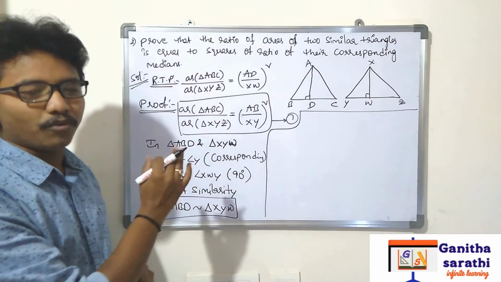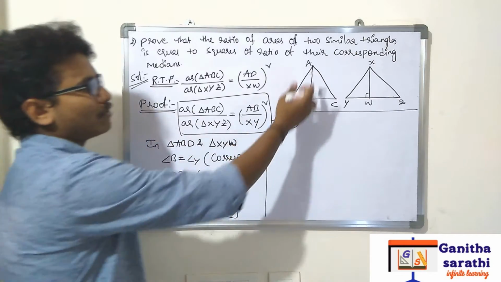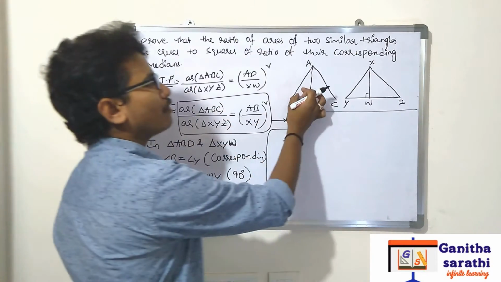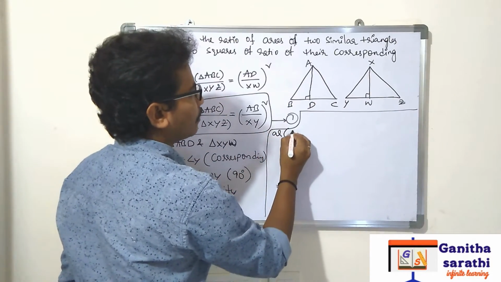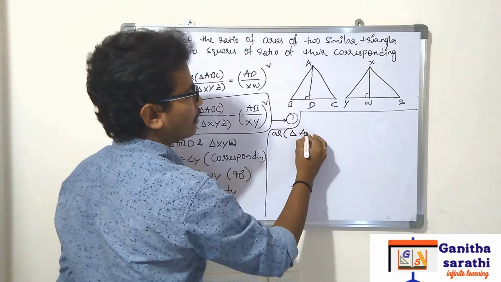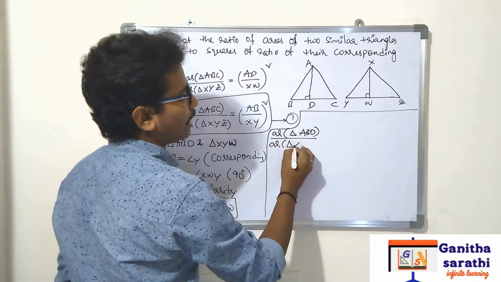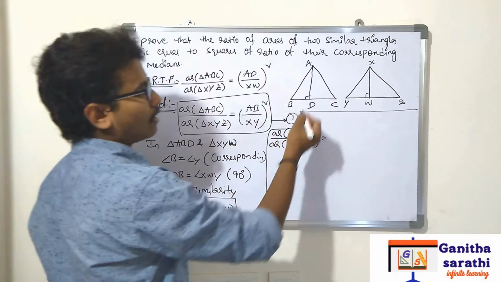Ratio of areas of two similar triangles. Okay. Now, we have used this for the first pair, that is, for the two triangles we have used it and taken it as the first equation. Now, we will use it for these two triangles. What is the area of triangle ABD by area of triangle XYW?